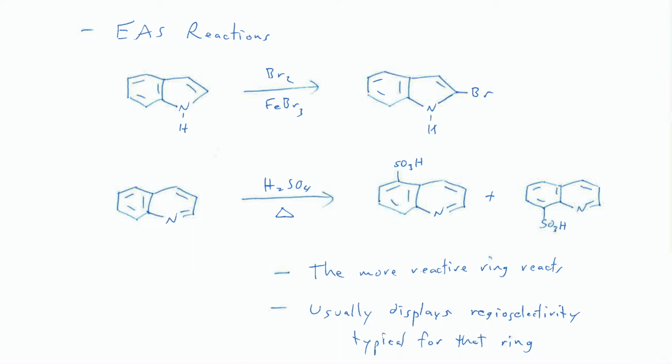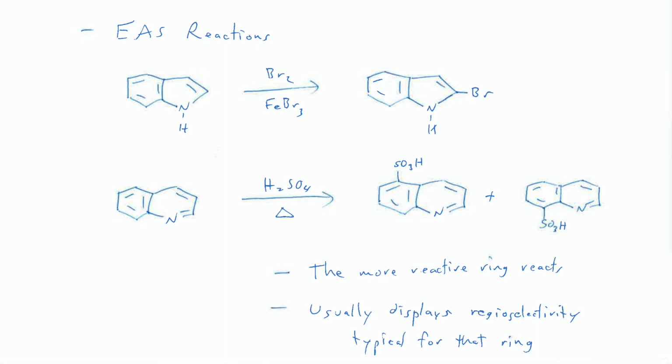But we can attack this logically. We have here 2 aromatic rings fused together, a benzene and a pyrrole. And we know that pyrrole is more reactive than benzene in an EAS reaction. That means that the pyrrole ring is going to be the one that acts as the nucleophile and not the benzene. And that limits us down to simply 2 positions for attack.